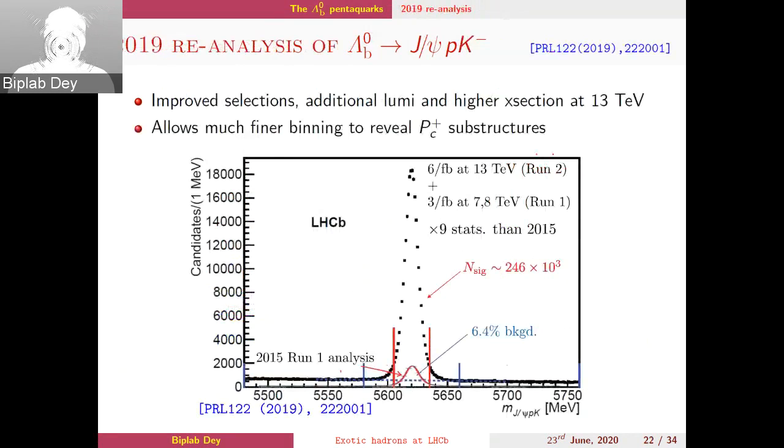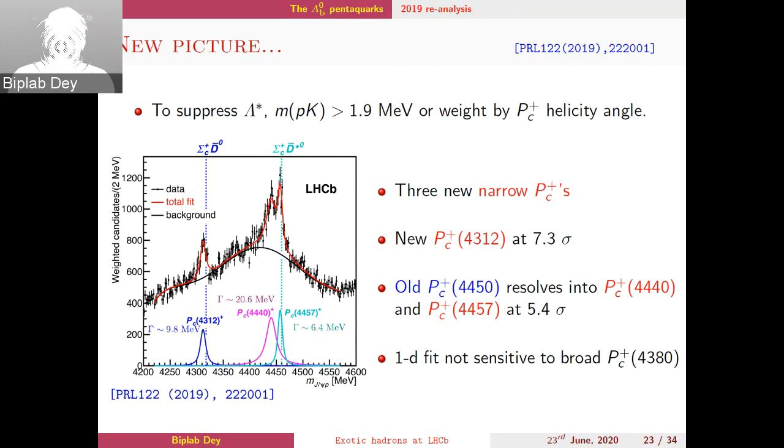So last year, we published a reanalysis of the pentaquark with improved selections. We had additional luminosity, and we were also collecting data at a higher cross-section. So with complete Run 1 and 2, we have almost nine times the statistics that we had in 2015. So you can play around a lot more, and especially it turns out that being able to bin finally reveals Pc substructures.